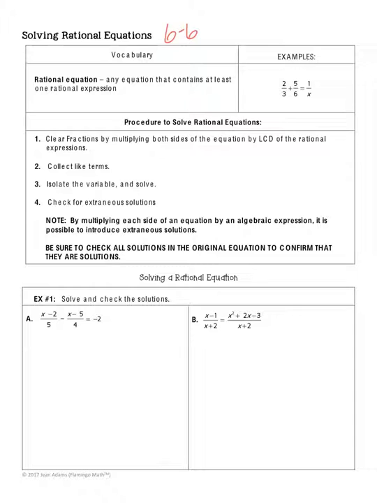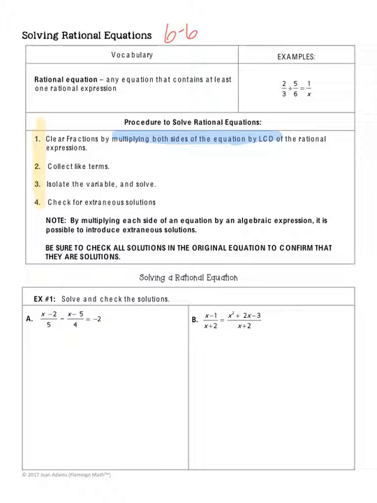So we're going to use the least common multiple or the least common denominator to get rid of all of these denominators and then solve the equation. So your procedures are all over here, and you're going to clear the fractions by first multiplying both sides of the equation by your LCD. So that's going to be important.